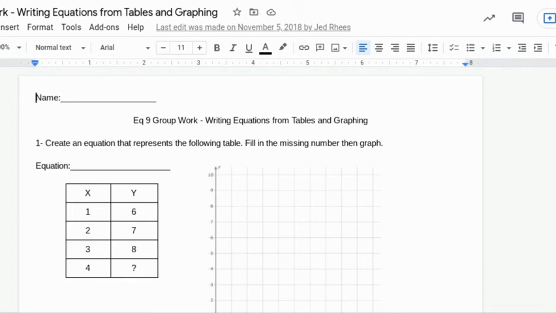Now, if your group finishes group work, there are IXL problems up on the board. You can choose any of them, or you can start at the beginning and try to get to 80 and see as many as you can get done until it is time to move on to your exit ticket.